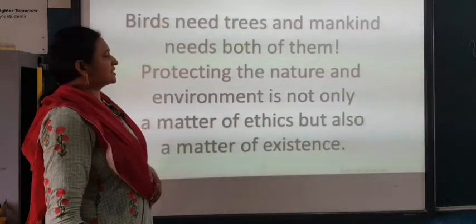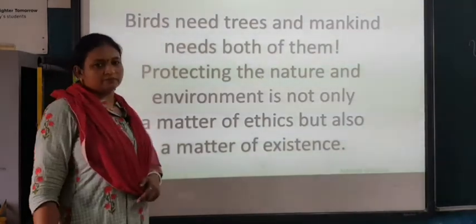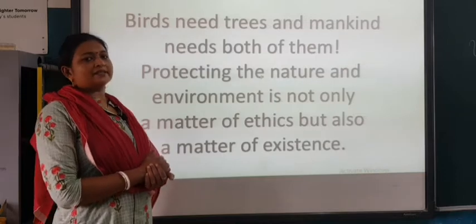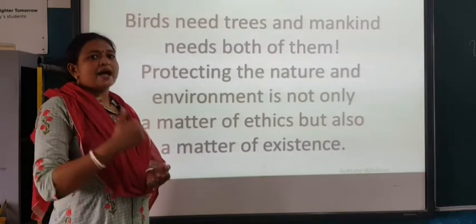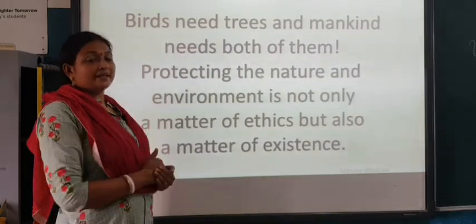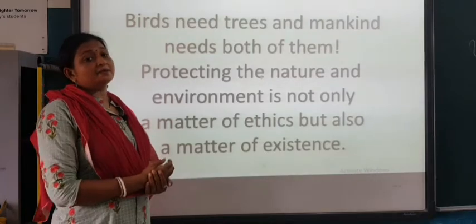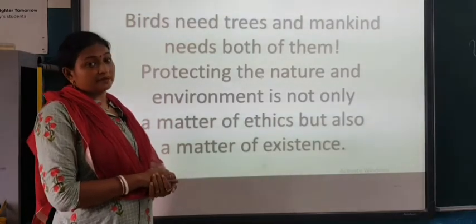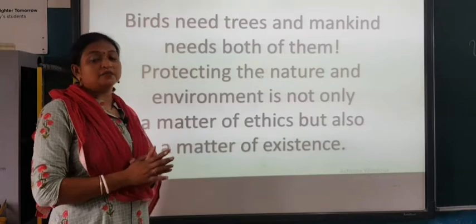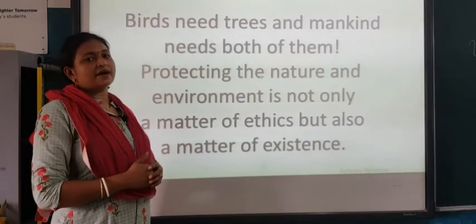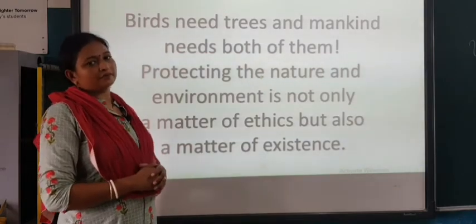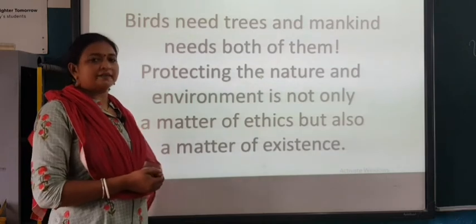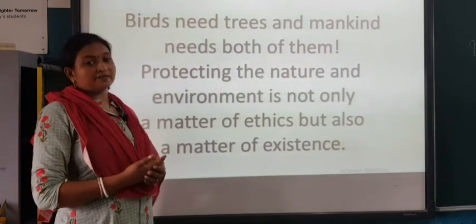Birds need trees and mankind needs both of them. Children, it's very important that if human beings have to survive on this planet, they need the animal kingdom as well as the plant kingdom. Then only this planet will be complete. Our survival is incomplete without them. We are depending on them in many of our needs.